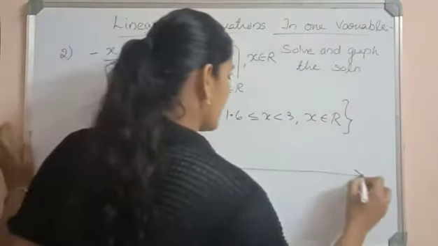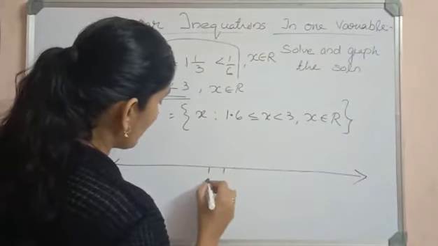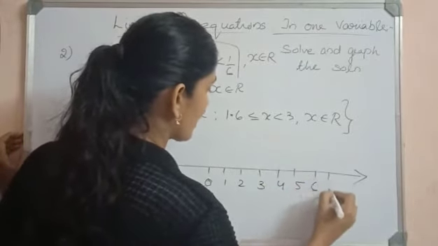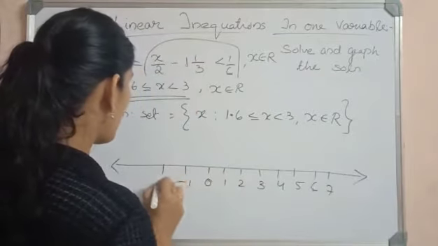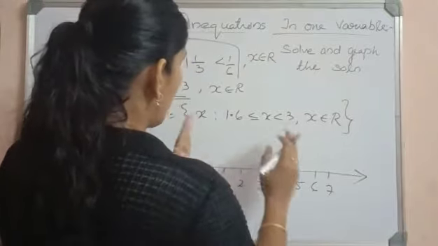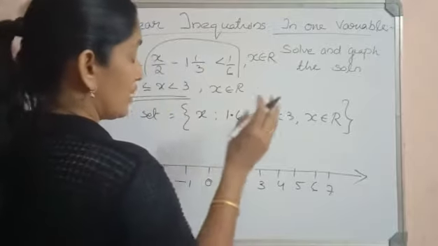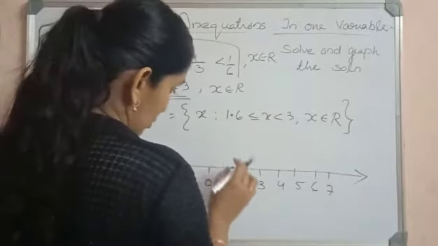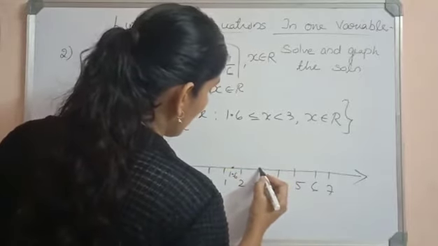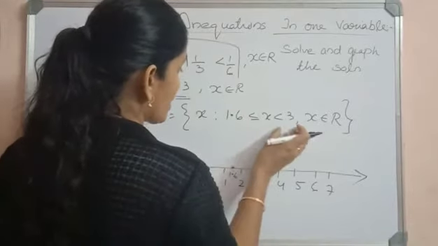Now let's represent this on the number line. We get this as 0, 1, 2, 3, 4, 5, 6, etc. And on the left side, minus 1, minus 2, minus 3, etc. It keeps going. So when you are representing this on the number line, we have to mark 1.6. Since the replacement set is a set of real numbers, we need to mark that particular point 1.6 on the number line. Then it goes up to 3, and now we need to see whether those endpoints of the range are included or not.